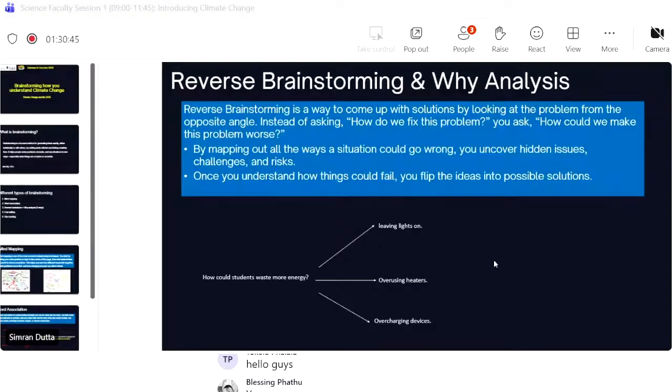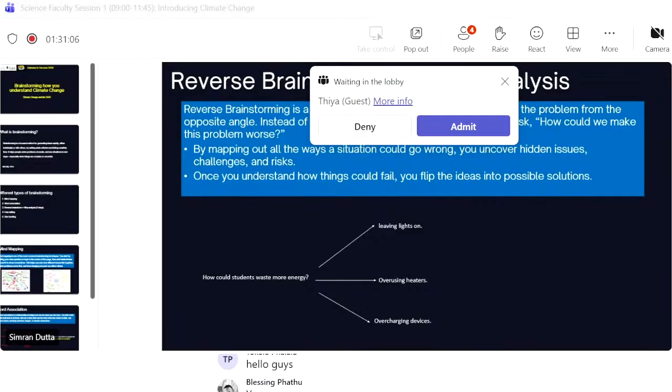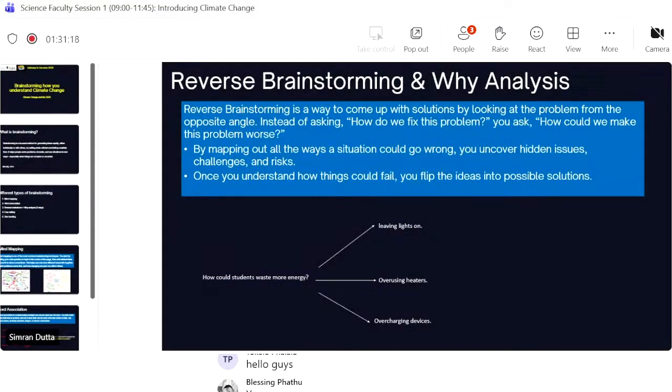So the next technique is reverse brainstorming and why analysis. So reverse brainstorming. We already discussed brainstorming, right? And reverse brainstorming, so what can it be? You're brainstorming, but essentially in an opposite way, like it says in the name, right? Usually when we think of a concept or a problem, we tend to think about what causes it or what makes it worse, what can we do about it? But instead of doing that, in this technique, we do the opposite. We think of how can we make it worse?